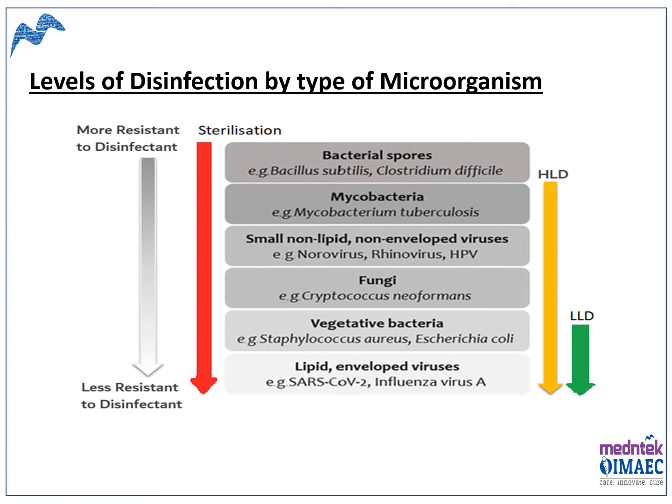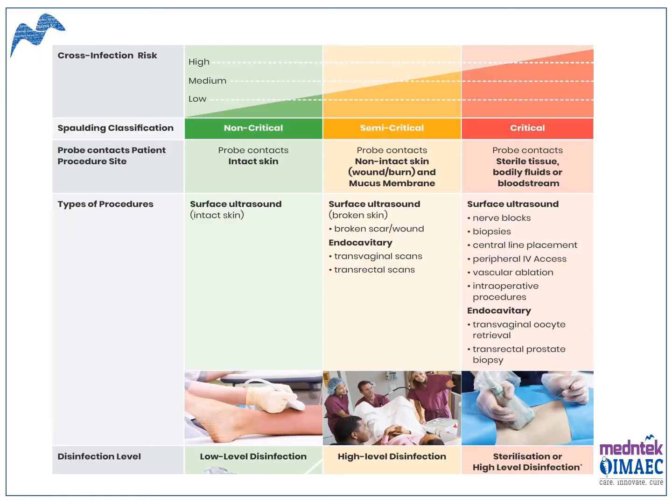But the same Staphylococcus aureus converted into methicillin-resistant Staphylococcus aureus or vancomycin-resistant enterococci, then you need an intermediate level of disinfectant. Below the vegetative bacteria are some lipid enveloped viruses like SARS and influenza virus type A. They require only low level disinfectant, like alcohol. They can kill these microorganisms by this hierarchy. These are the levels of disinfection by the types of microorganism.